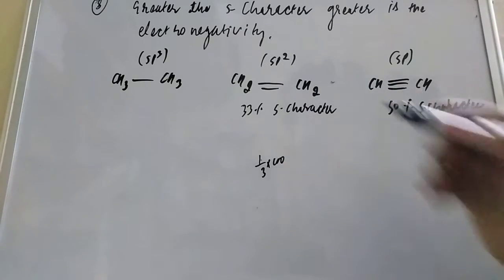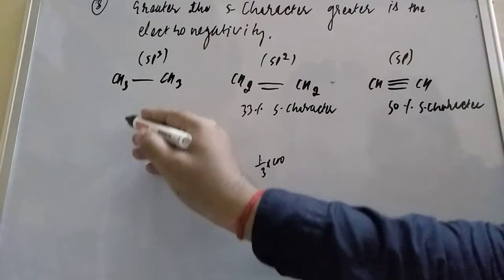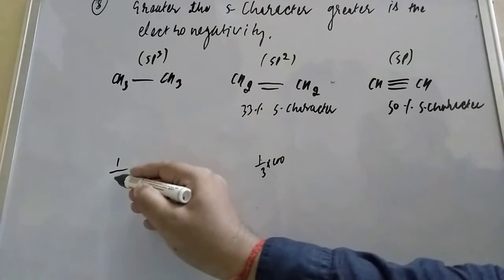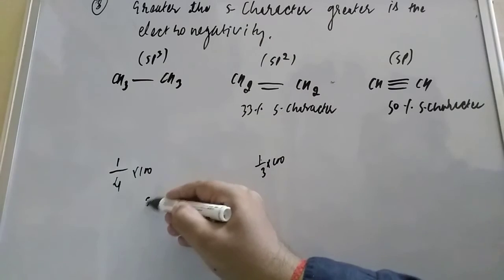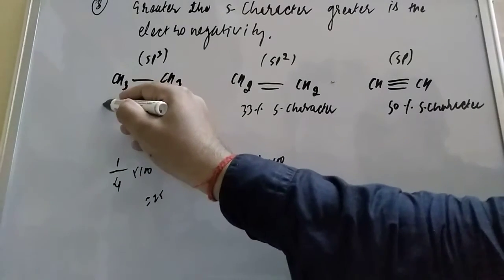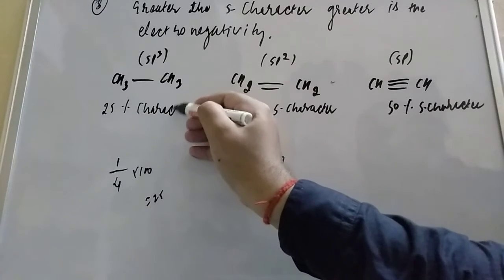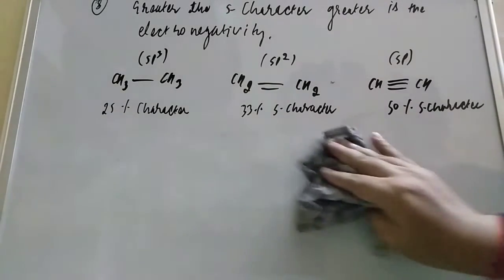Now you go for sp3. In sp3, S is 1 orbital and the total orbitals are 4. Multiply by 100, so how much is coming, student? 25%. So 25% S character. And what is the rule saying, student? The rule says greater the S character, greater is the electronegativity. Now you check where the S character is greater.